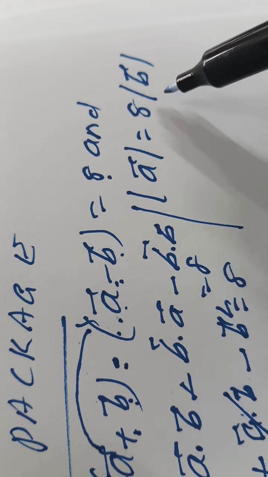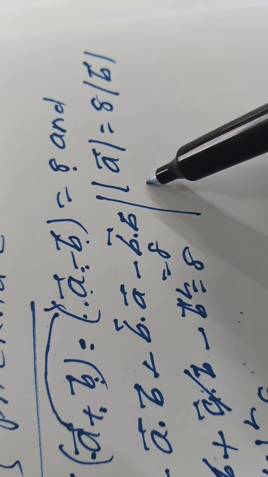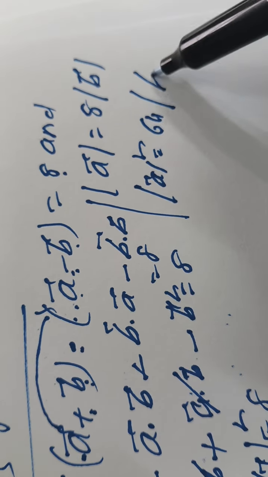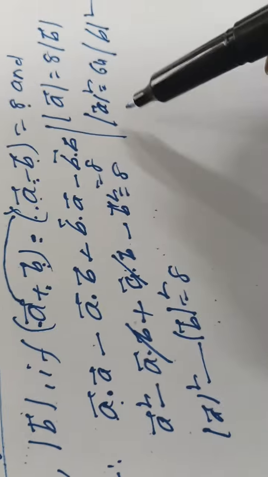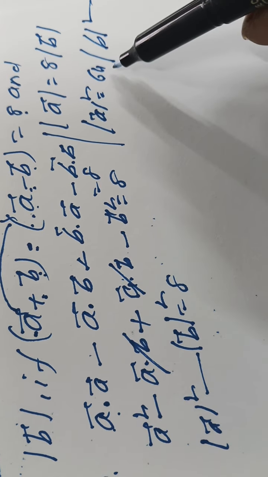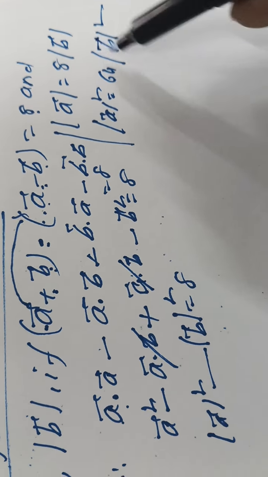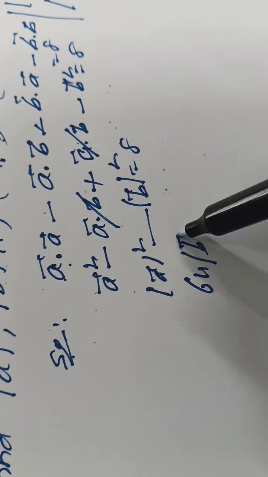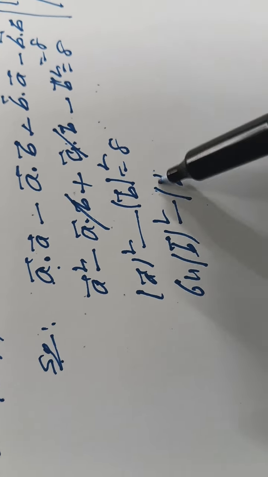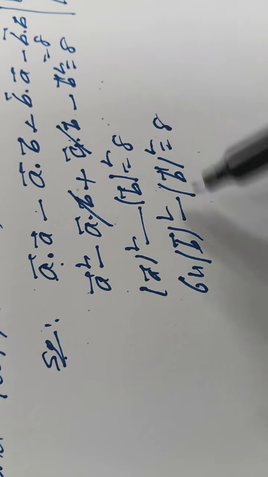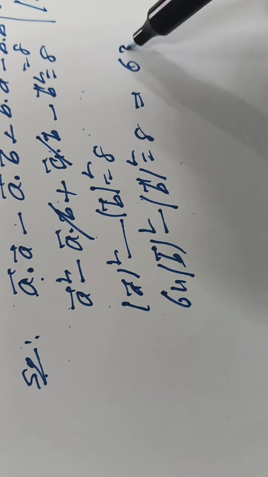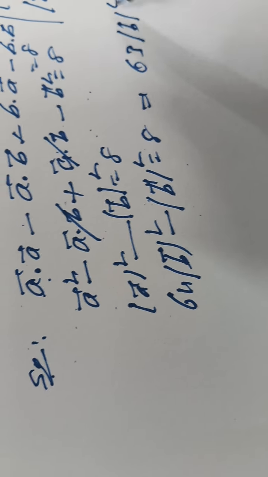Given magnitude of A is equal to 8 times magnitude of B, squaring on both sides, magnitude of A square is equal to 64 times magnitude of B square. Substitute into here: 64 magnitude of B square minus magnitude of B square is equal to 8. 64 B square minus B square is 63 magnitude of B square is equal to 8.